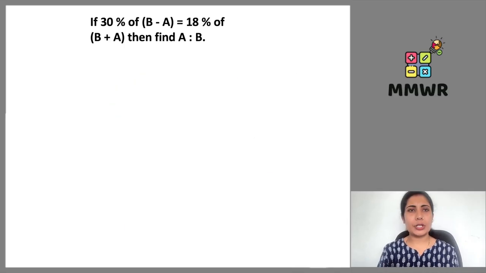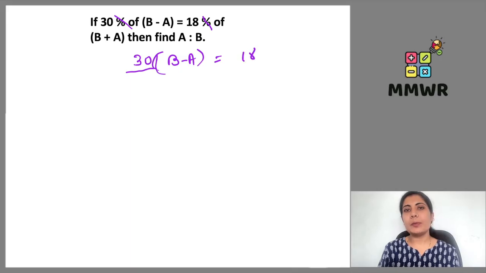Here again we have the ratio. If 30% of B minus A... First of all we have to simplify this. Percent can be easily cancelled out with each other. So 30, I am not writing 100 into the denominator. 30% of B minus A equals to 18%. Percentage I have already removed because at both the places it was there, B plus A.